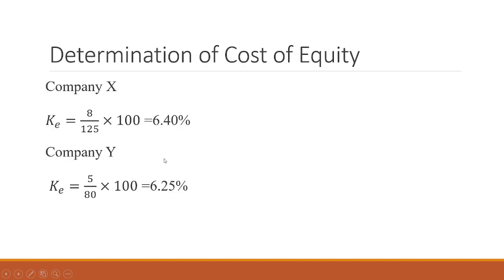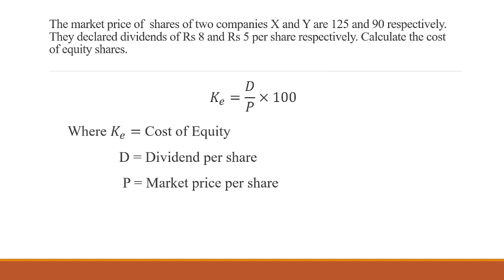So in case of company X, the dividend is rupees 8 and the market price is 125. So cost of equity KE is equal to 8 divided by 125 into 100, that is 6.40%. In case of company Y, KE, the cost of equity is equal to 5, that is dividend, divided by market price 80 into 100, which is equal to 6.25%. So this is the calculation of cost of equity using the dividend yield method in case of existing companies.